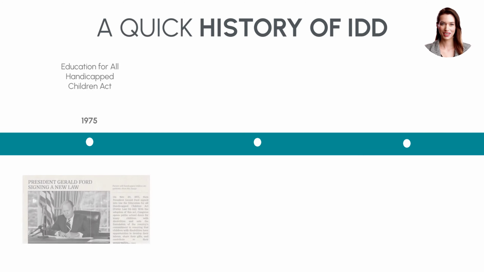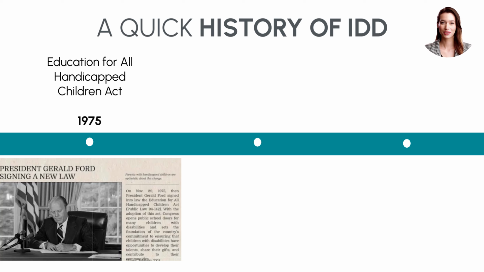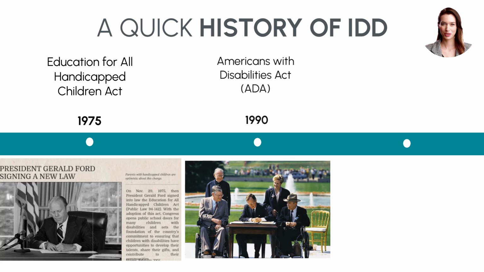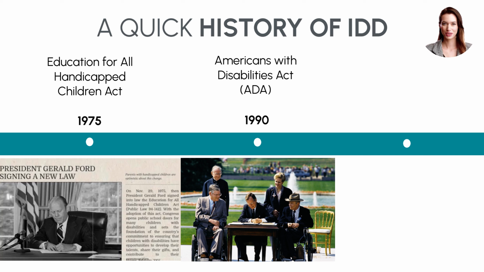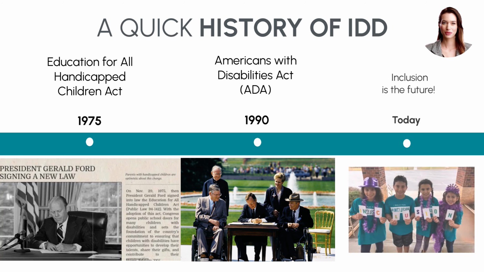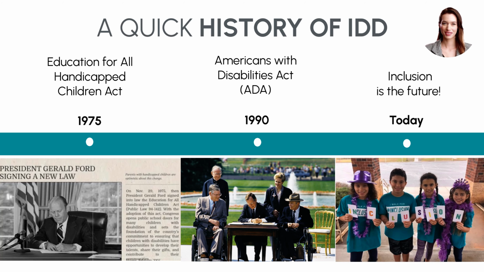In 1975, the Education for All Handicapped Children Act was passed. Schools began to include students with disabilities. In 1990, the Americans with Disabilities Act, or ADA, was passed. This law made discrimination against individuals with disabilities illegal and created opportunities for them in jobs, education, and public life. Today, inclusion is the future. Best Buddies and Max's Best Ice Cream is helping build friendships, careers, and independence for people with IDD.